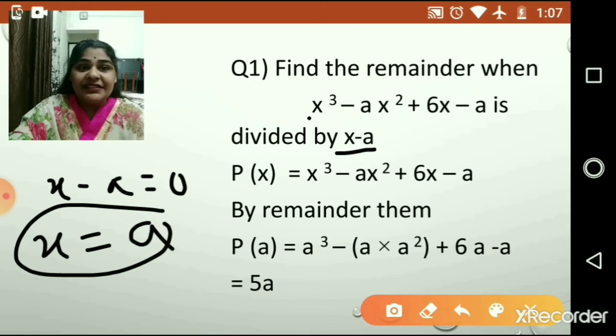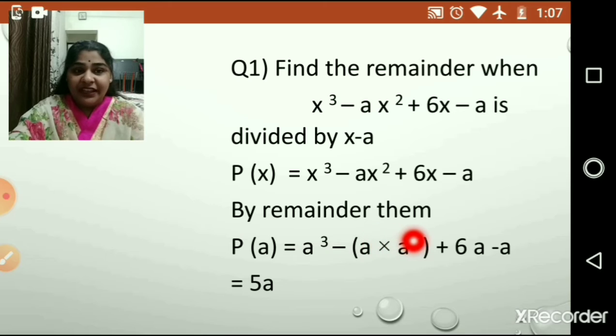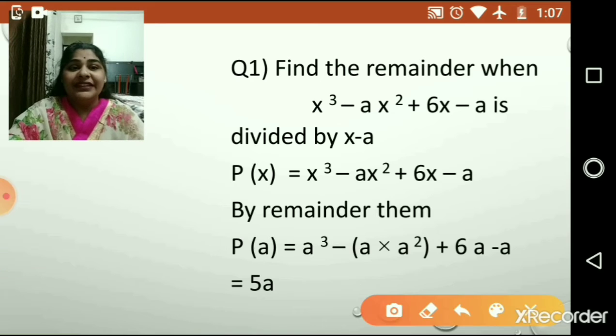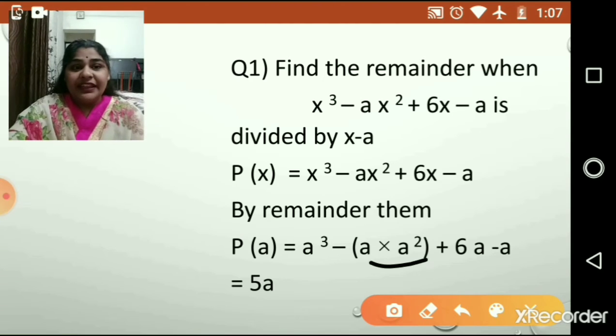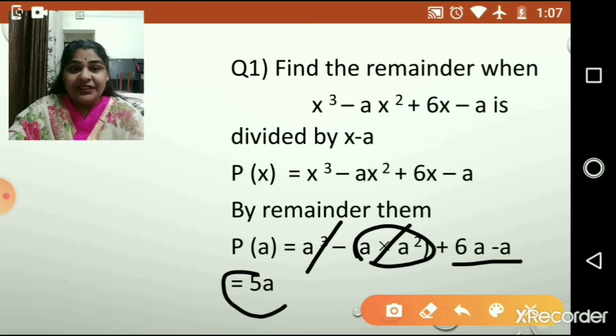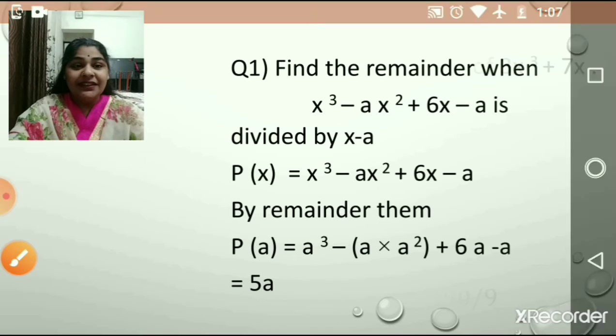Now this value x is equal to a, we will substitute in the given polynomial. So it is x cube minus ax square plus 6x minus a. So let us substitute. You can see here a cube, x cube is a cube minus a multiplied by a square plus 6a minus a. Now when we solve this, you can see here this again becomes a cube. So a cube, positive a cube, negative a cube becomes 0. Then 6a minus a is nothing but 5a. So this is our solution. I hope you all are getting, children.